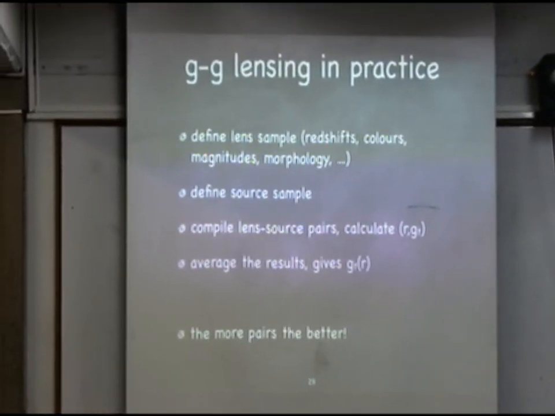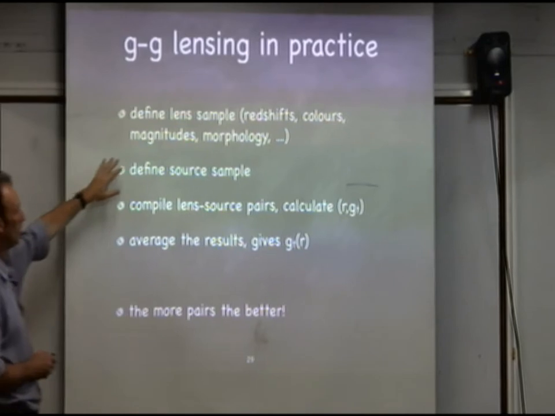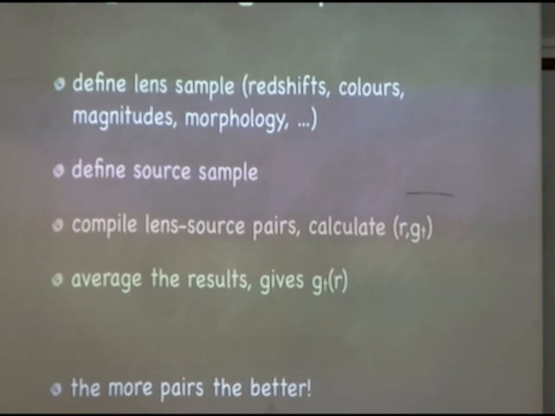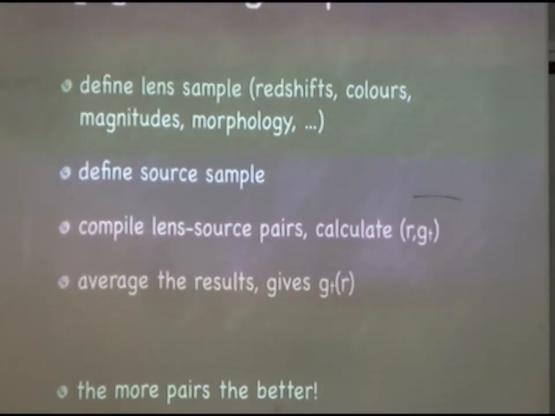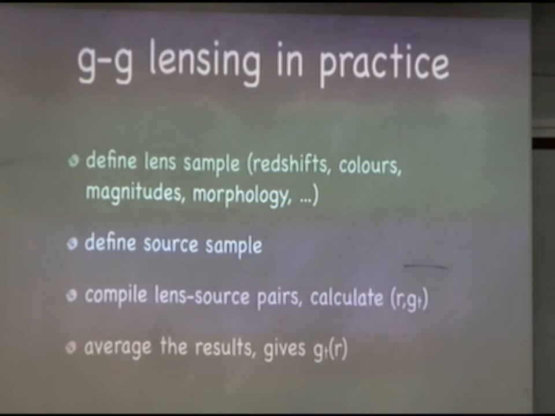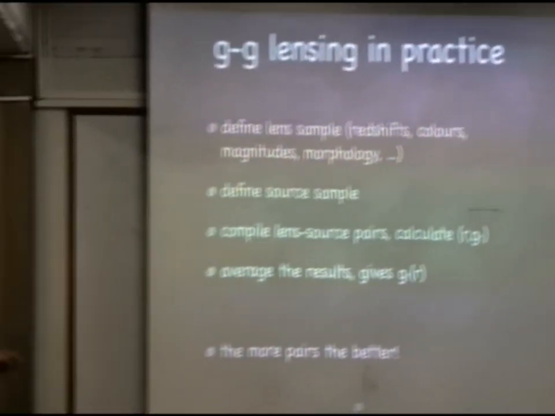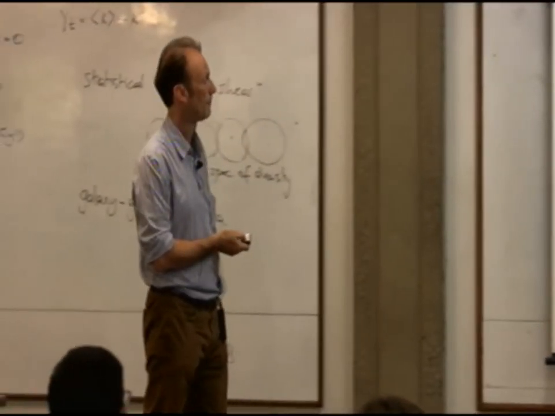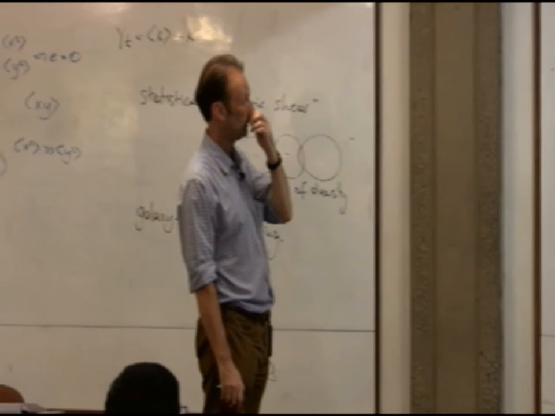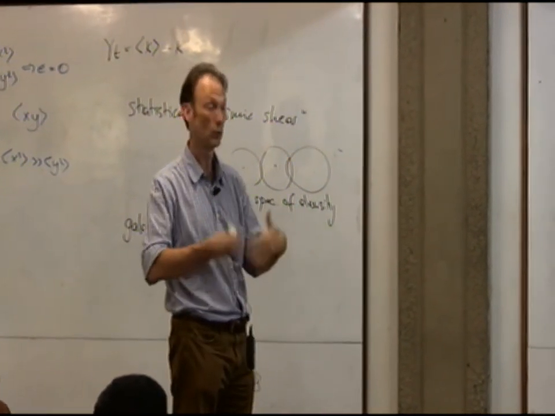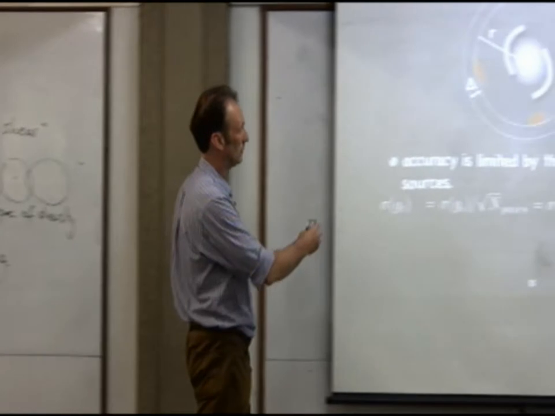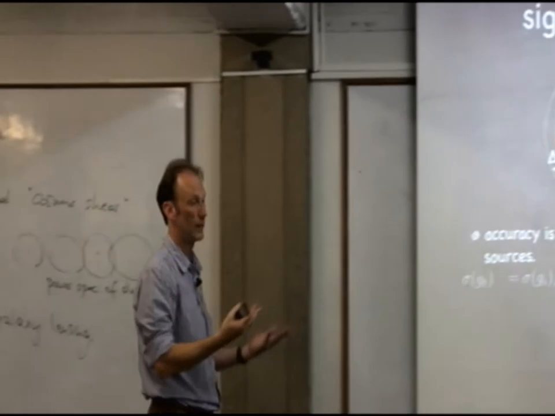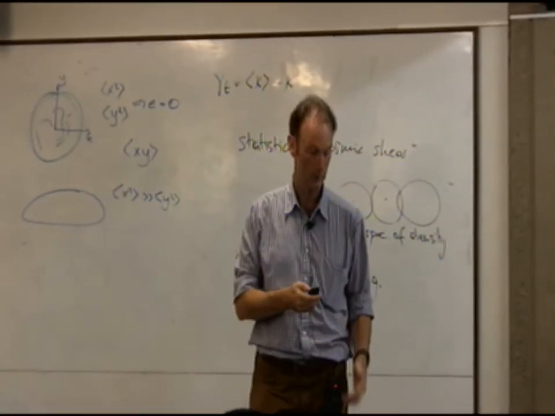So in practice, it's very important to define your lens sample sensibly. You either pick a range of redshifts or a range of colors or a range of brightnesses or whatever, morphology. And then you take a source sample of galaxies which are mostly behind there, and then you do this analysis, compiling all the lens source pairs, calculating the tangential shear, and averaging away. And so the way to get high signal to noise is to just add more and more of these galaxies. You're limited basically by the number of galaxies in a ring around the average lens. So the more background galaxies you have, the more accurate you can make this measurement, just like in cosmic shear.